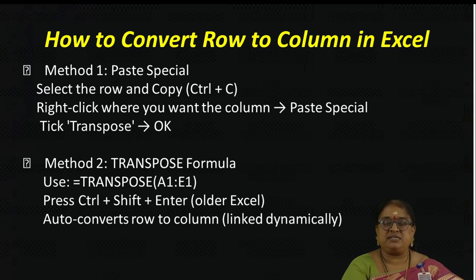The second method is to use the transpose formula. The formula starts with equal to, so equal to TRANSPOSE, and then the cells. First you have to copy the original data, the original table, and then make it a transpose. It automatically converts row into column.